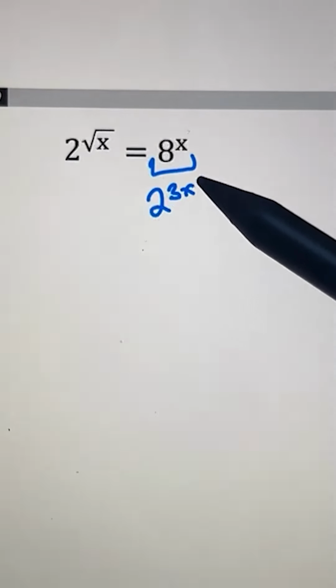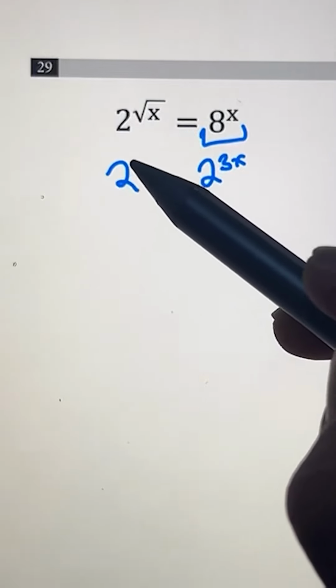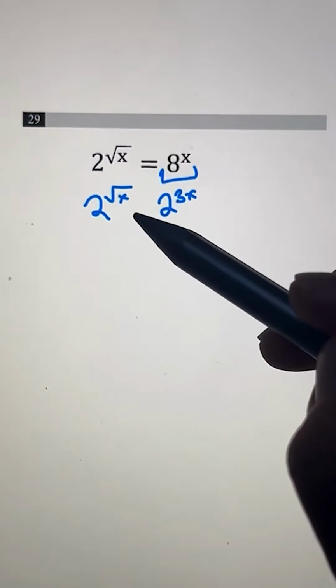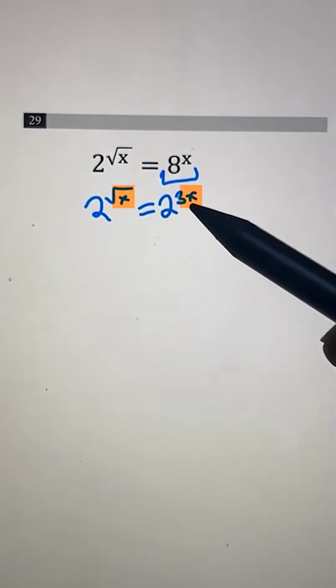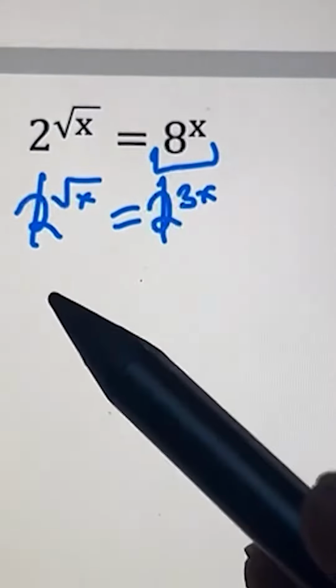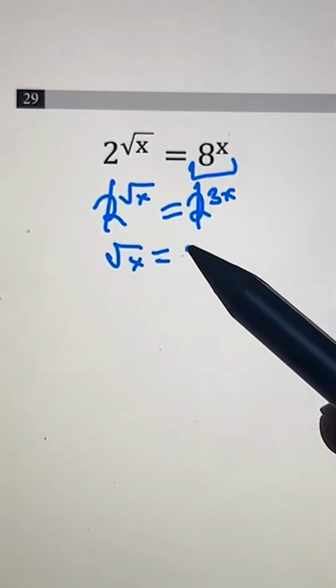to the 3x power and 2 to the root of x as 2 to the root of x power because we can't do much with it. And now we're going to set them equal to each other. And because we see that there's an x in the exponents of both, we could just get rid of the base, which is 2. So now we have the root of x is equal to 3x.